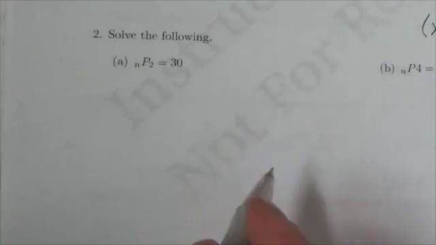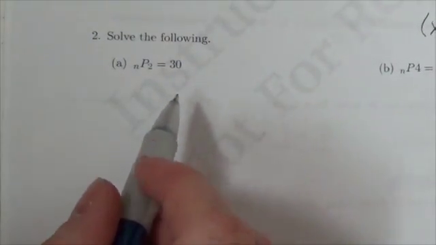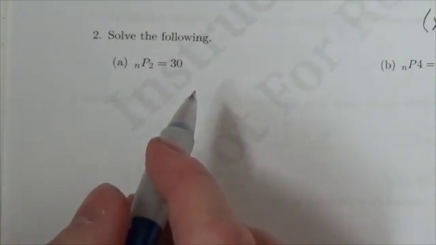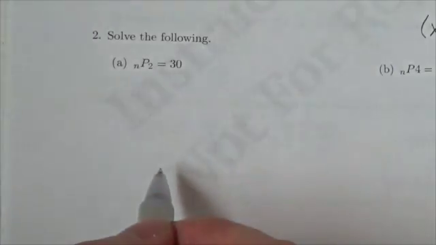Hi everybody. We're taking a look at the Perms and Coms section of the Diploma Prep. This is specifically the section on permutations. We're going to solve 2a here. nP2 is equal to 30.